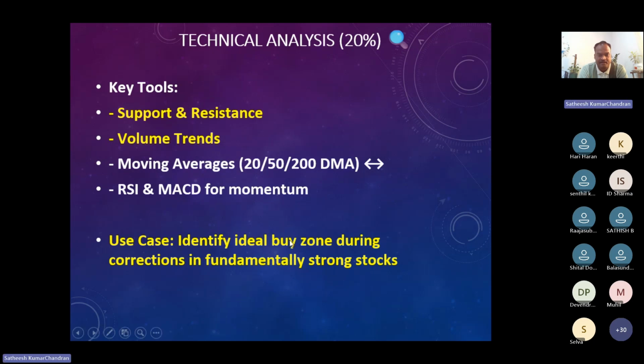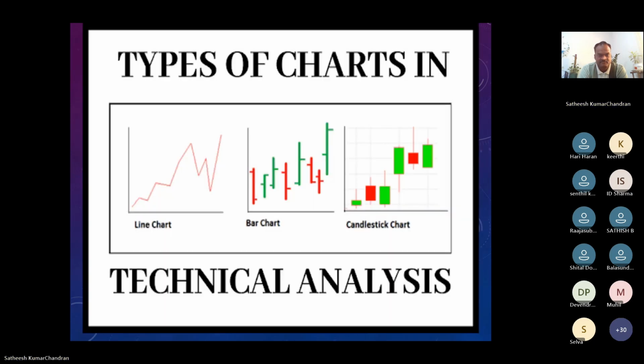We need to identify the buy zone during corrections in fundamentally strong stocks, not fundamentally weak stocks, because our idea is techno funda. So, types of charts. The line chart is there, bar chart is there, candlestick chart is there. These 3 types of charts are there. We are going to see more about the candlestick chart.